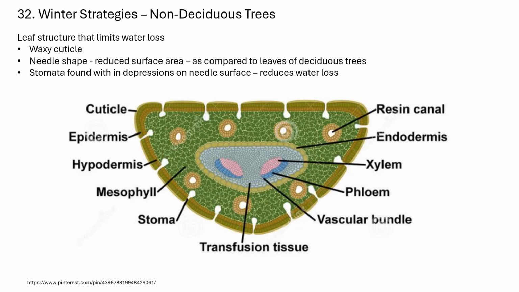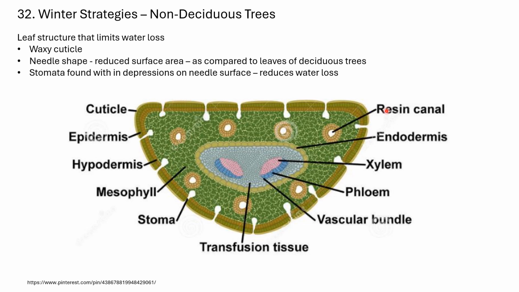So we mentioned that deciduous trees want to prevent water loss, desiccation, in the winter, so they lose their leaves. But what about non-deciduous trees that keep their leaves? Well, their leaf structure has characteristics that really limit water loss. These include things like a really good cuticle.